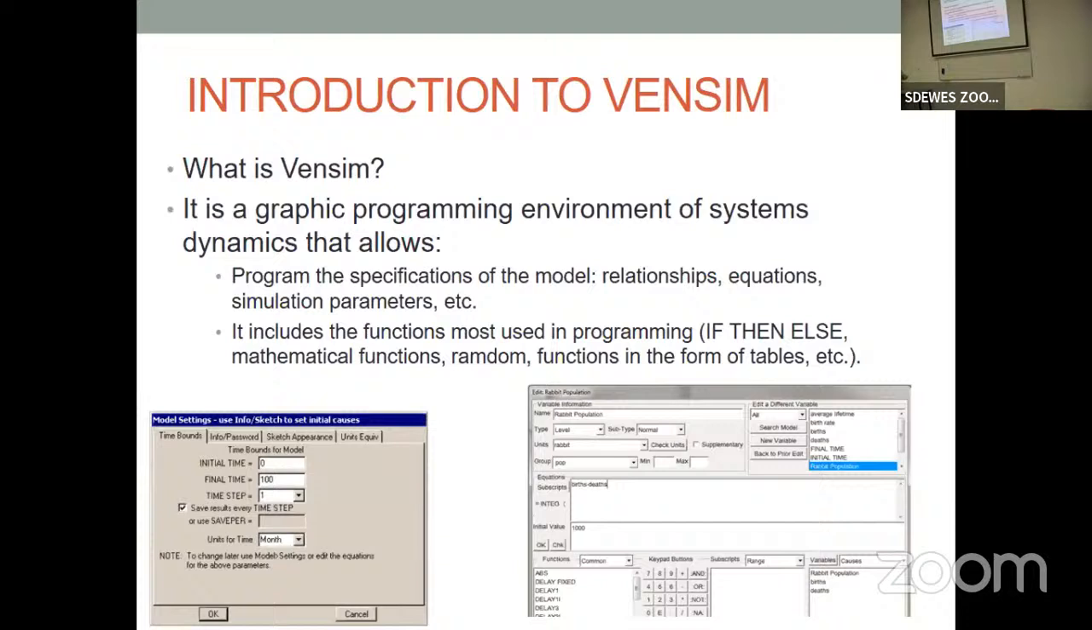So, Benzene is also a graphic programming environment, so most of the things are done graphically. At the end, you need to introduce equations, of course, but most of the information we try to put in a graphical mode that is easy to understand, to see, to learn. Obviously, the functions you have to introduce include any kind of mathematical function, logical functions, whatever.